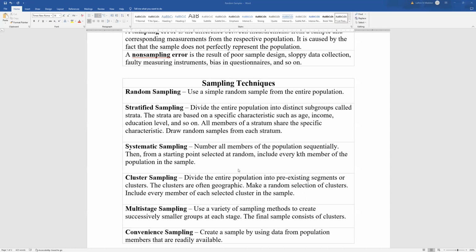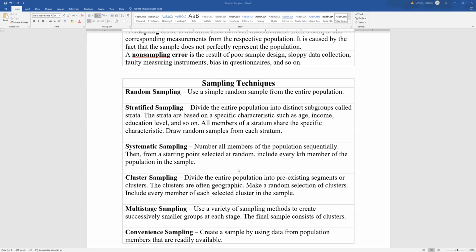And we actually include every member of the selected cluster. Whereas when we did stratified, we put everybody in a group and we sampled from every single stratum. This is saying there are the clusters, which are again kind of like groups, but we're going to select different clusters randomly, and then everyone in the cluster is included.